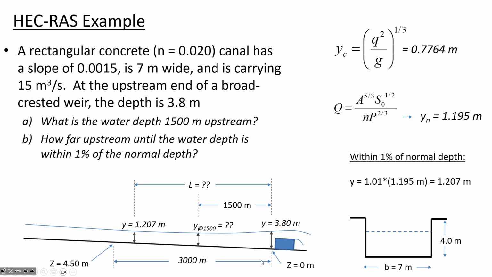So if we do go 3,000 meters upstream, we know that the bottom of the channel is at an elevation of 4.5 meters. So we're going to set an elevation datum such that the bottom of the channel just upstream of the weir, we're saying let's make this be 0 elevation. And then it's flat. A horizontal datum means that if we go upstream 3,000 meters, 3,000 times the channel slope is how we get the z of 4.5 meters up there.